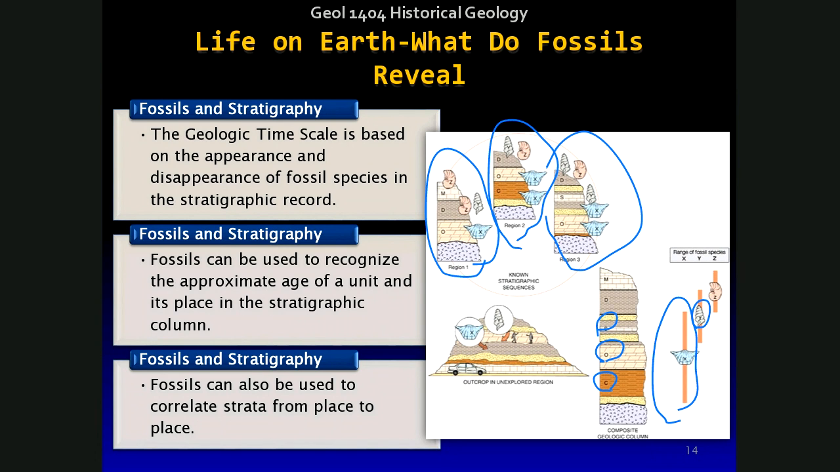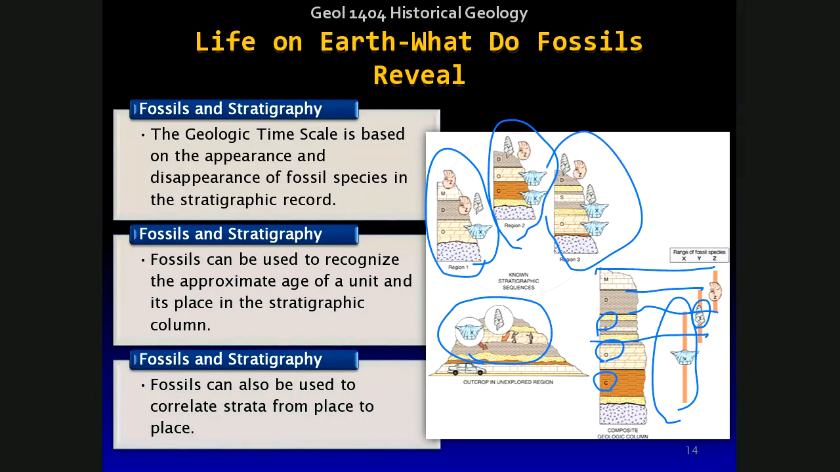Silurian to Devonian, right? And the range for Z starts in Devonian, and of course it goes into Mississippian. So there it is, we have ranges there, and then we can apply that knowledge to this rock layer to figure out the age, right?